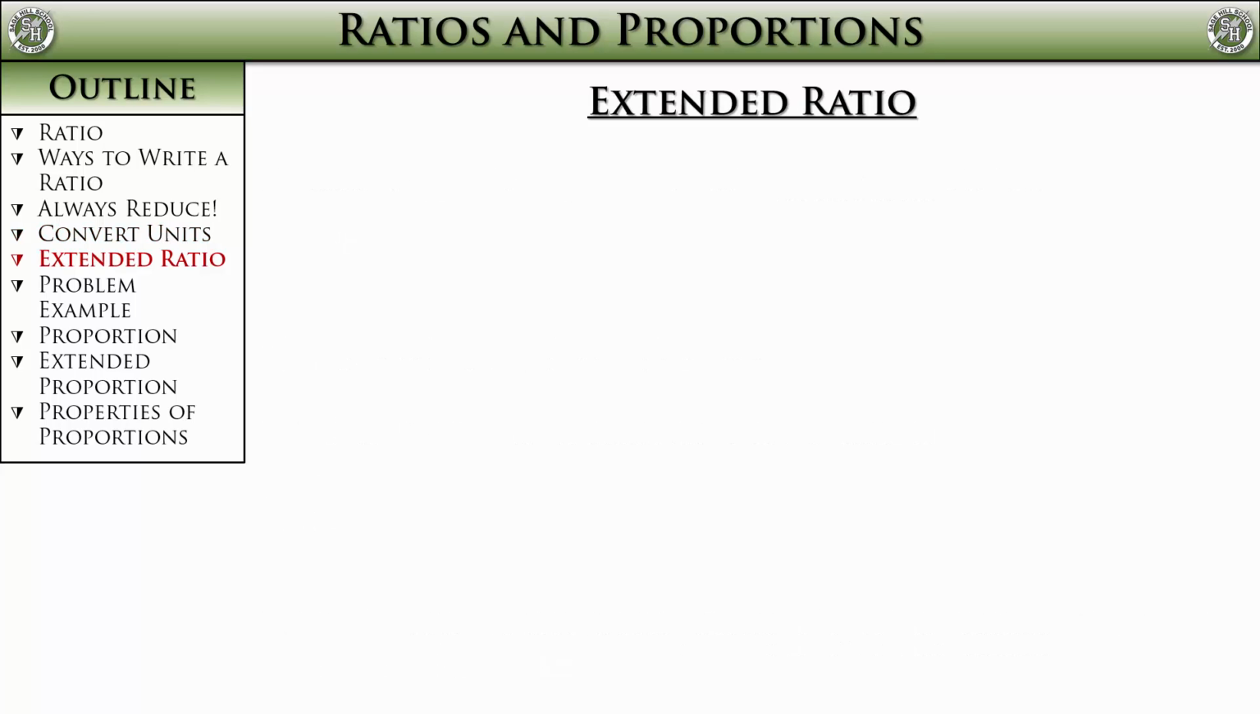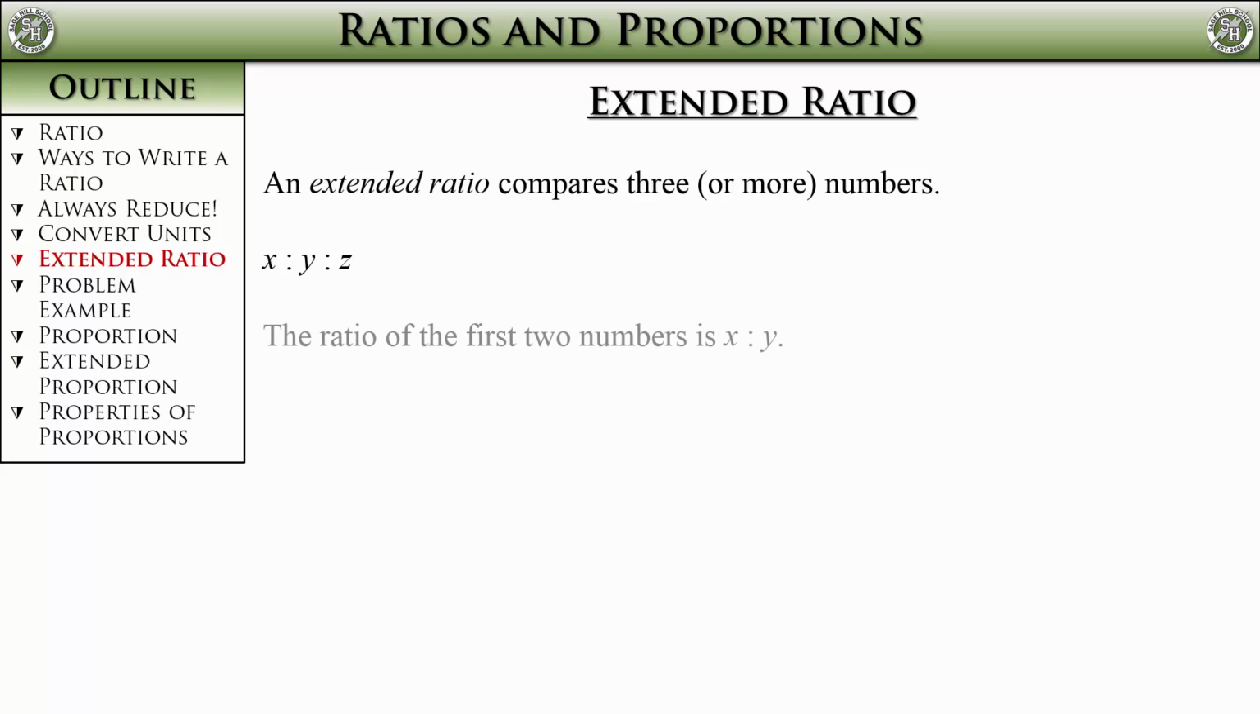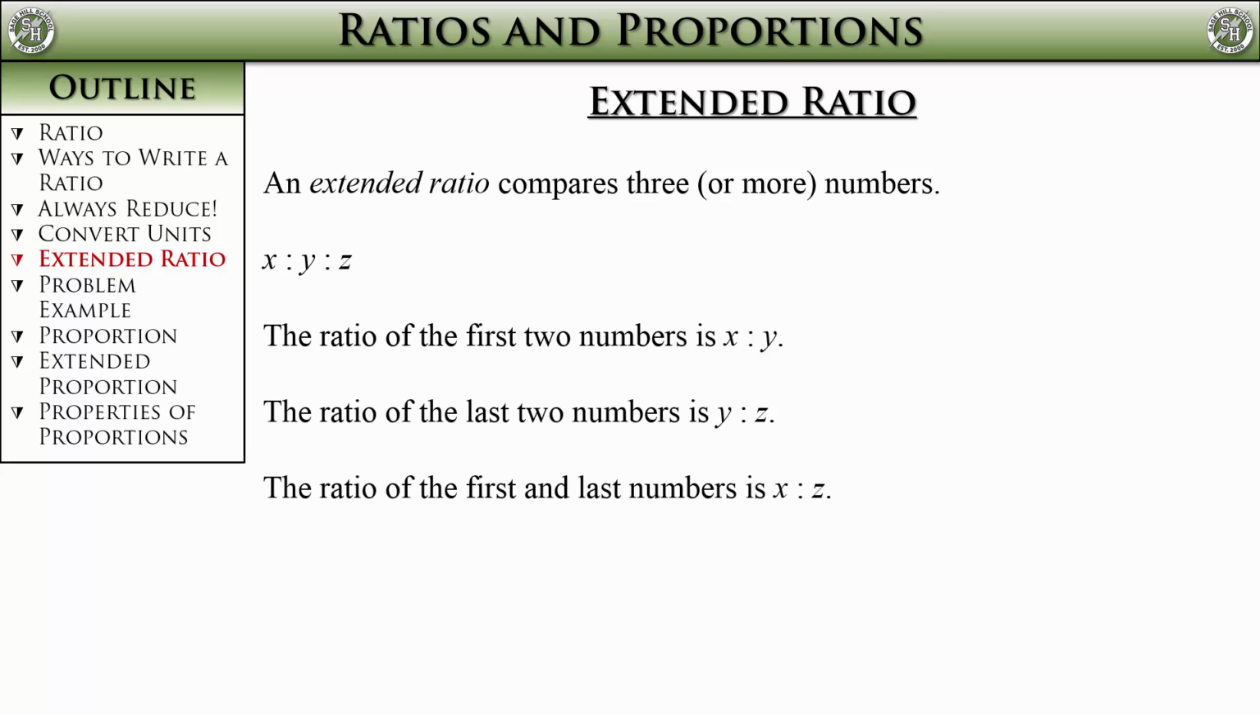Now we get to an extended ratio. If a ratio compares two numbers, what do you suppose an extended ratio is? An extended ratio compares 3 or more numbers, like x to y to z. In this extended ratio here, the ratio of the first two numbers is x to y. The ratio of the last two numbers is y to z. And the ratio of the first and last numbers is x to z. It is sometimes helpful to break it down into smaller pieces like this, but actually, most of the time, you will just keep the whole extended ratio x to y to z.